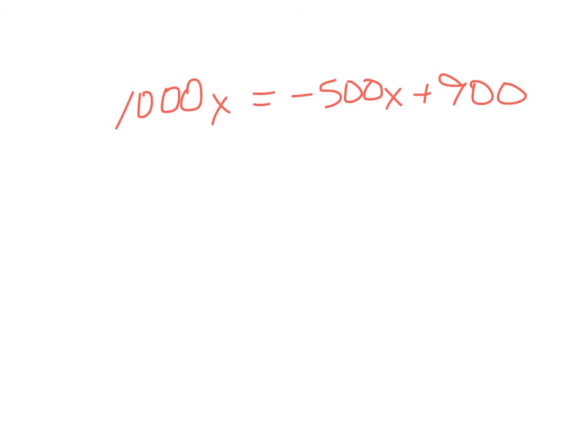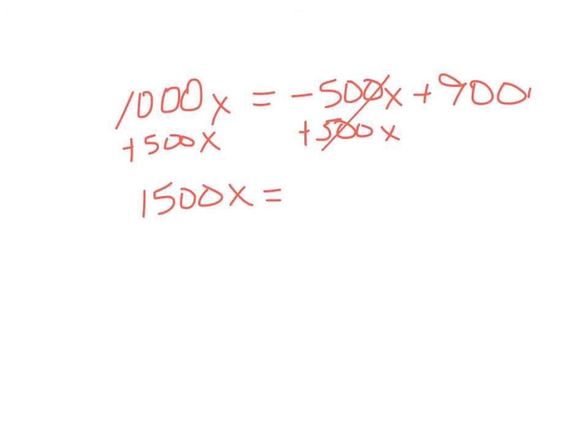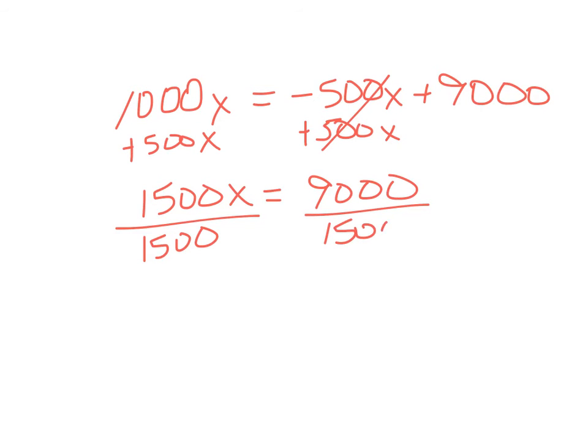All right, so now let's get the x's on the same side. I'm going to add 500x here. Follow along. Plus 500x here. So then I get 1,500x equals 9,000. Now how do I get the x by itself? Divide. Yep. Write this down. So I'm left with x equals 9,000 divided by 1,500.